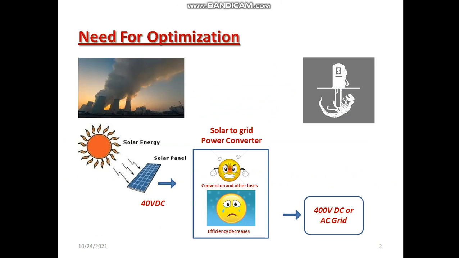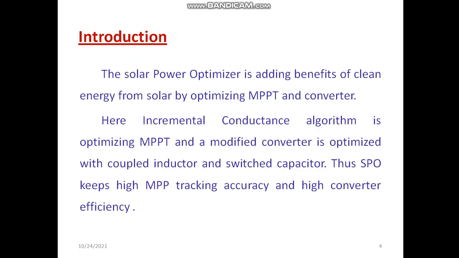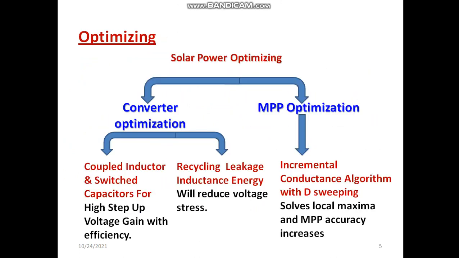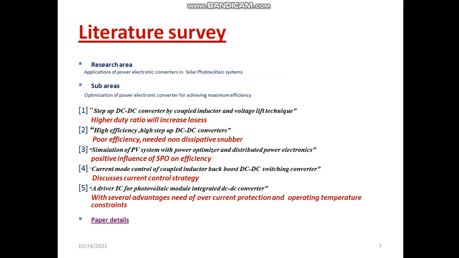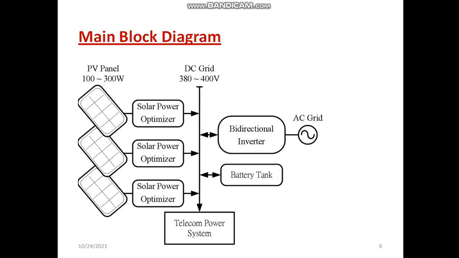I have explained the importance of the project, why optimization is required, what are the major issues, what are the major problem definitions, and what is optimization, and what are the types of optimization which I carried out, what are the papers I have referred, and what is the main objective of the project. The main objective of the project is to boost the voltage, that means 20 to 40 volt to 400 volt, okay, low voltage DC to high voltage DC. And addition of incremental conductance algorithm. Where is the part I am going to design, that also I have explained.